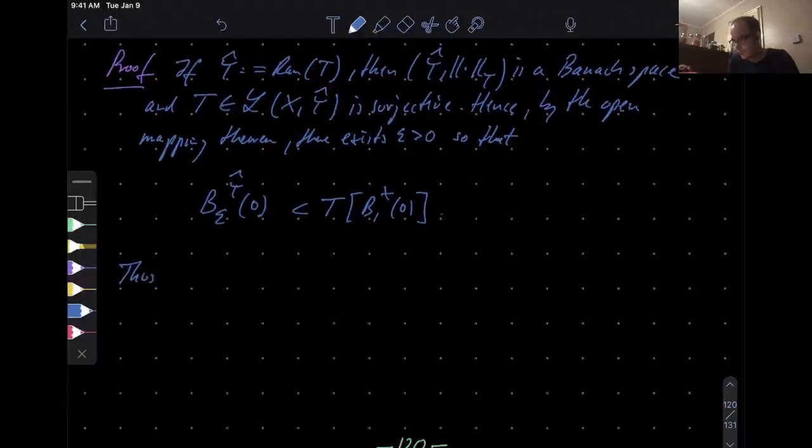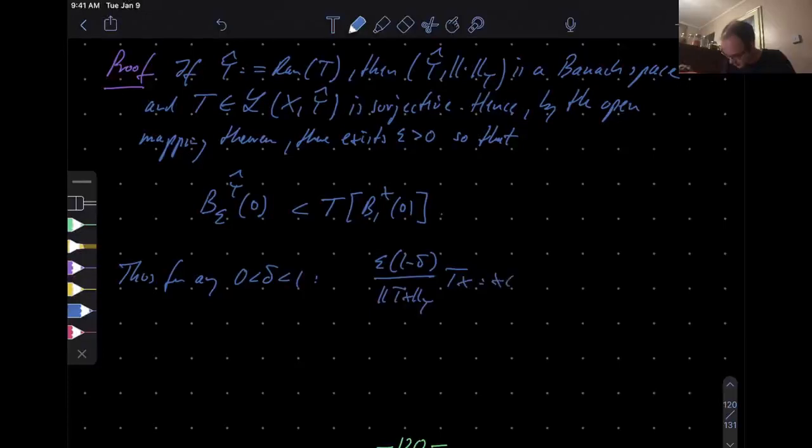Thus, we have, let's give some freedom here for any delta between 0 and 1, the set epsilon (1 minus delta) over the norm of Tx, times Tx, x in X. This guy is going to be sitting inside the ball B epsilon in Y hat around 0. Remember, this ball here on the left is the ball in the range of T. That's how the Y hat is defined, right? And that's why I'm creating here an element in the range, right?